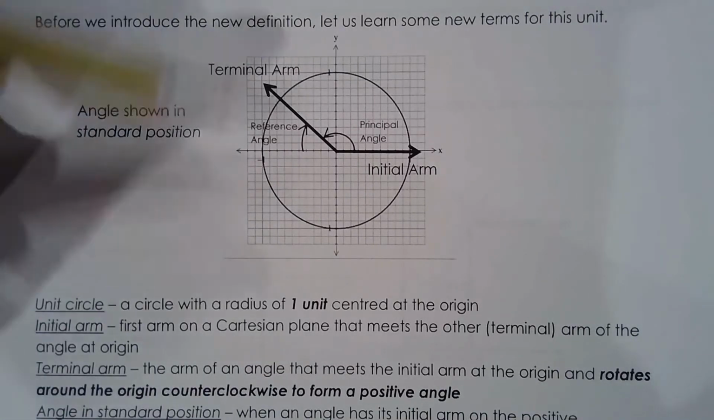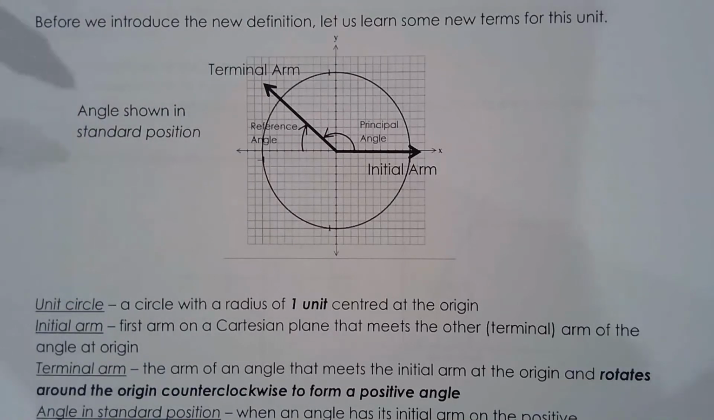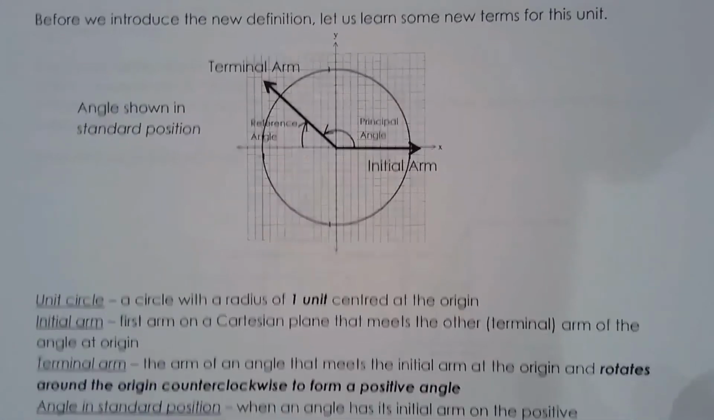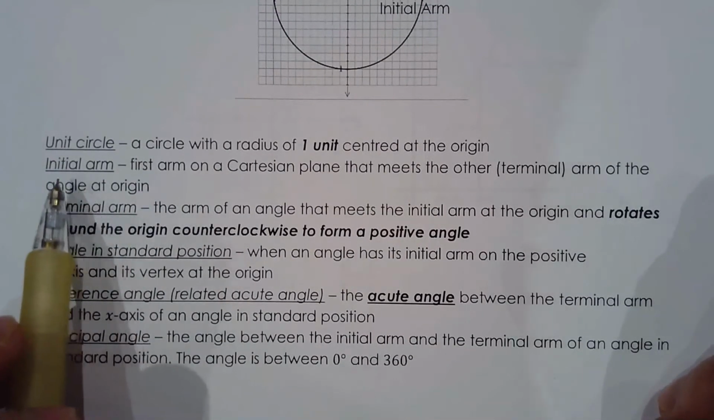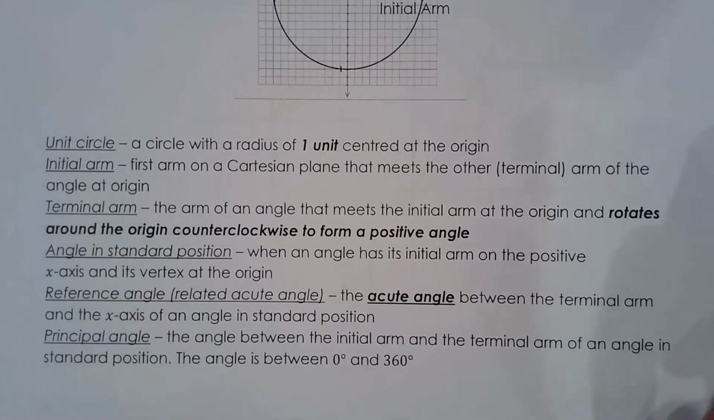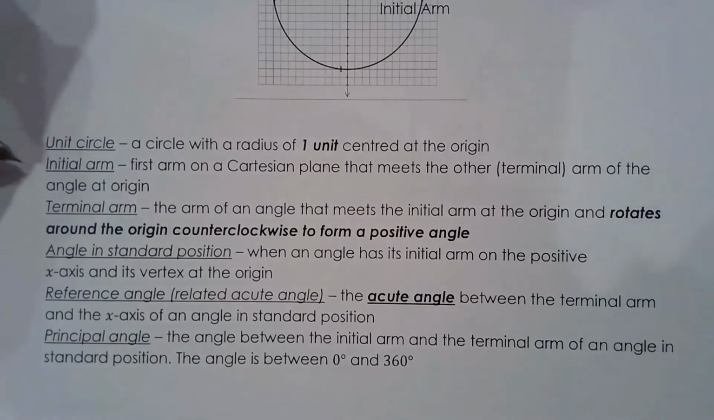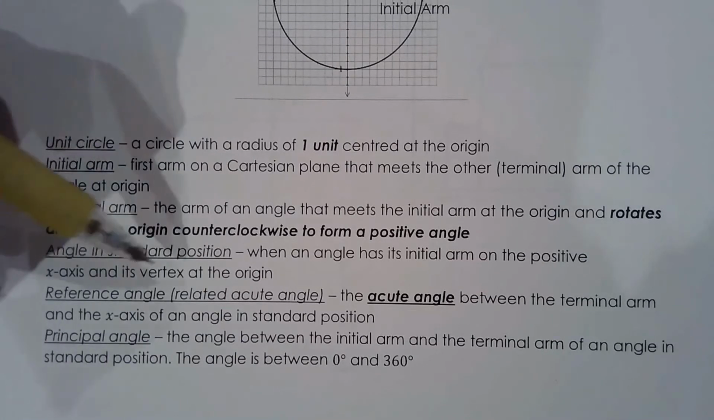We just want to talk about the new definition of sine, cosine, and tan, which we're just about to get to. So you can read the definitions of what I just said: the unit circle, the initial arm, the terminal arm. Some textbooks call it the initial side and the terminal side. So don't get confused if you see initial side instead of initial arm. We also mentioned standard position: when an angle has its initial arm on the positive x-axis and its vertex at the origin.